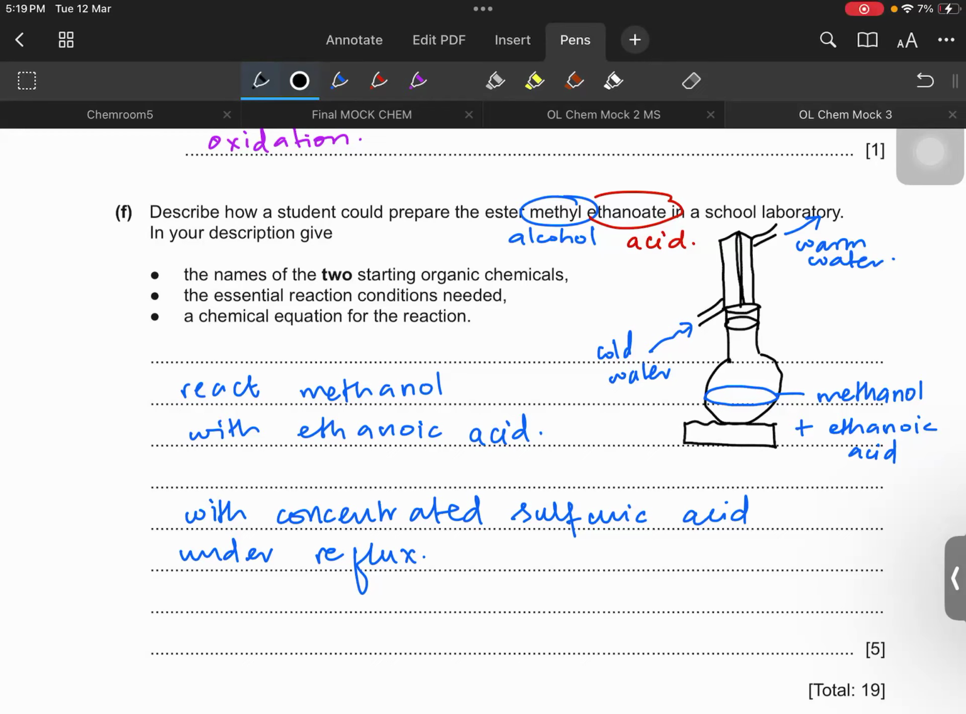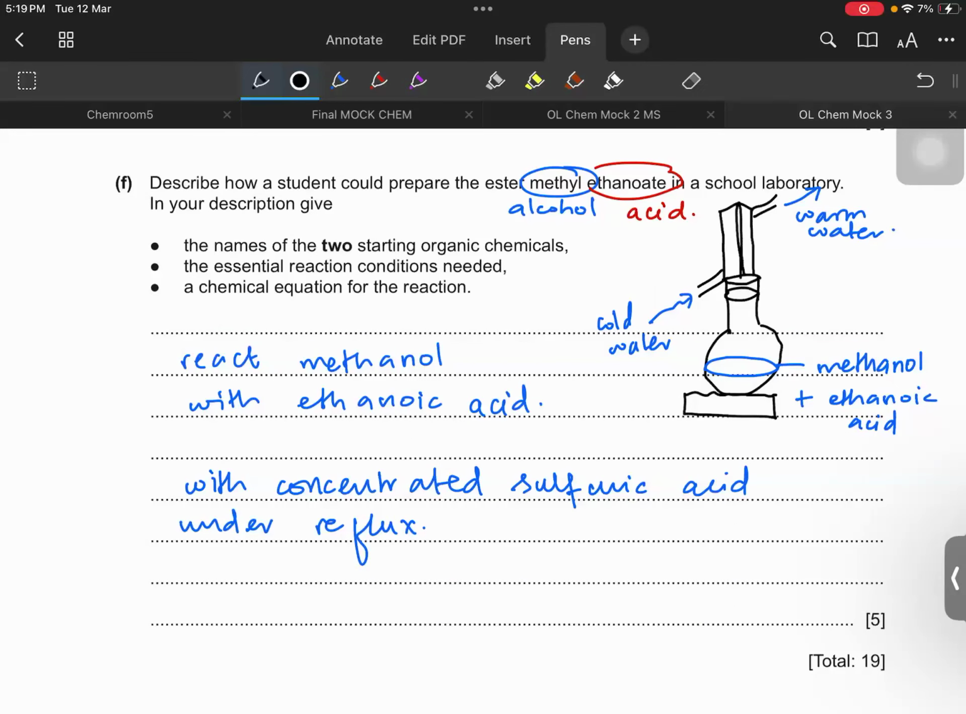Now the equation, right, guys? Help me out. CH3OH, this is methanol, plus CH3COOH. Ethanoic acid is COOH with CH3. You can write it in either way, whichever helps you. I wrote it in reverse: OOC and then CH3.